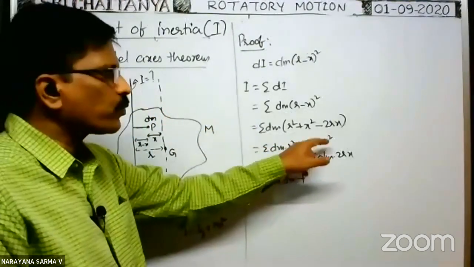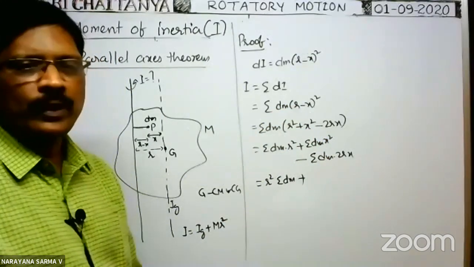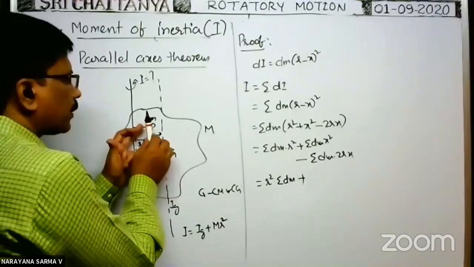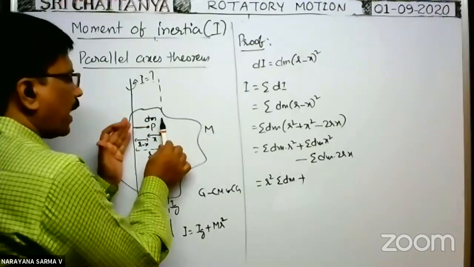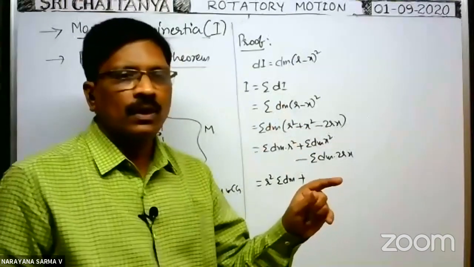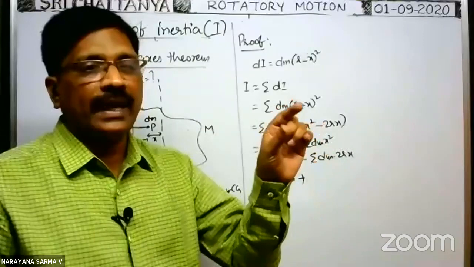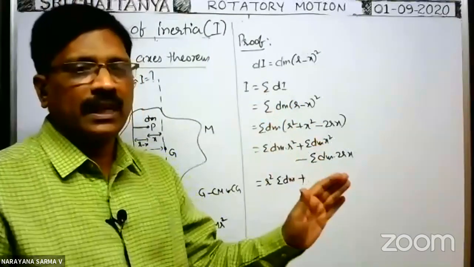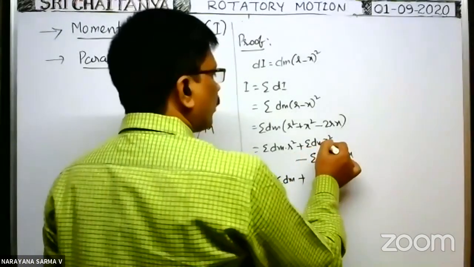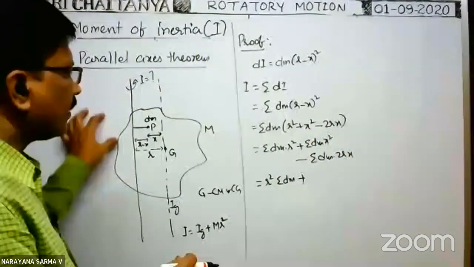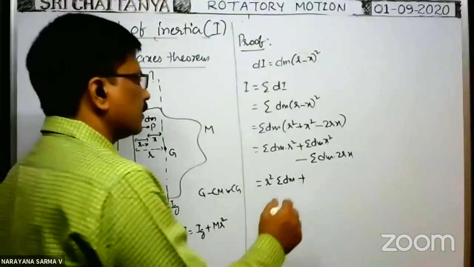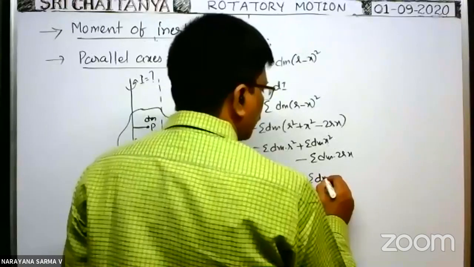What does dm into x square give? Tell me. Mass of the particle into the square of the perpendicular distance of the particle from the axis parallel to the given axis passing through the center of mass. So dm into x square gives the moment of inertia of the particle about an axis passing through the center of mass, parallel to the given axis. Sigma dm x square is the moment of inertia of the entire rigid body about an axis passing through the center of mass parallel to the given axis. You keep it like this, sigma dm into x square.